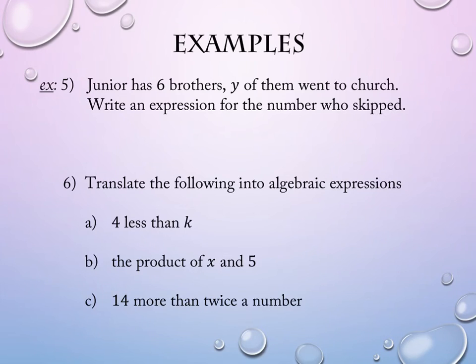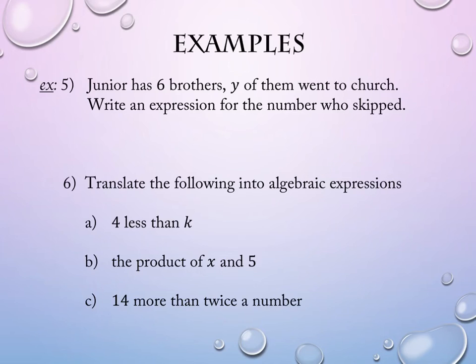So we've got Junior. Junior has 6 brothers. Y of his brothers went to church. It says, write an expression for the number who skipped. Okay, so an expression means that it's going to have numbers and variables combined with operations and no equal signs. That's what we're shooting for here. So what is an expression that could be used for his number of brothers who skipped church?